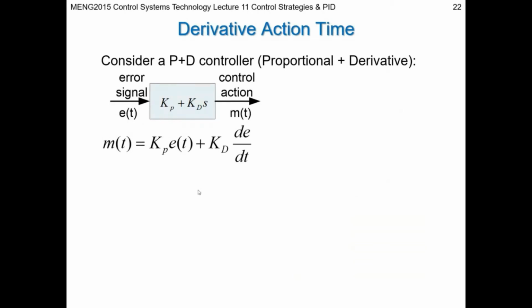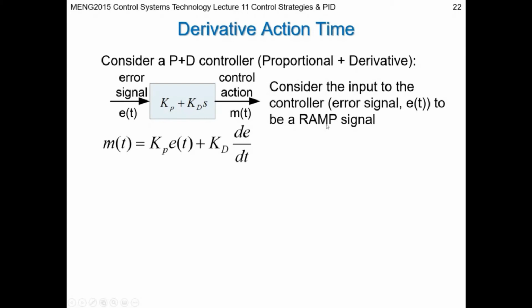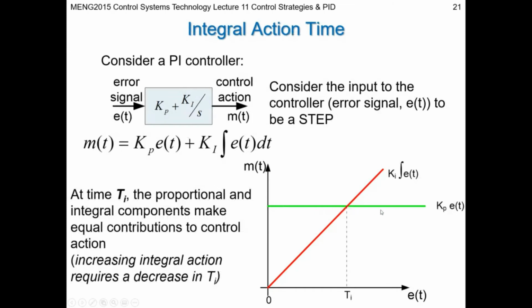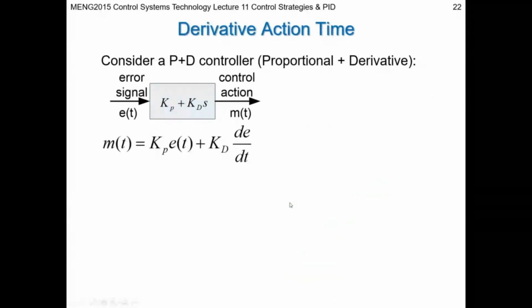So now looking at a PD controller. This one has a proportional part and it has a derivative part. Of course now your proportional part is your normal scalar, but your derivative part is looking at the rate of change of your error as shown here. So again, consider the input to the controller, the error signal, in this case not to be a step, because if it was a step like it was here, then the gradient of this dE by dt would be 0, so you'd have no derivative action.